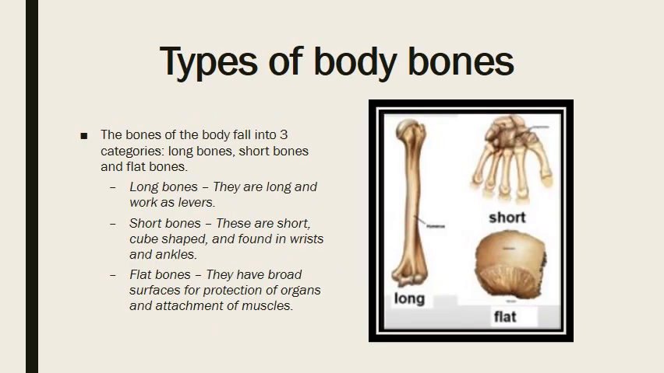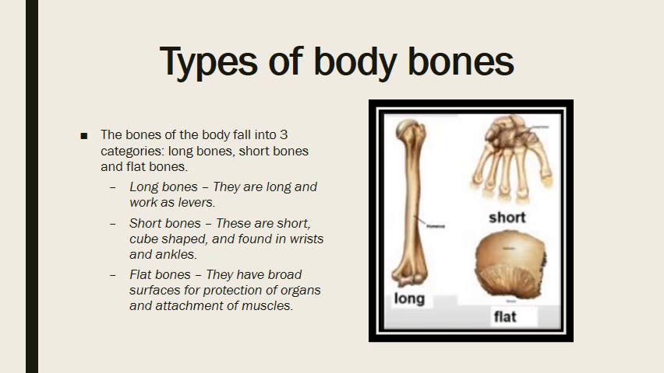So we looked at types of body bones. We said that the body bones fall into 3 categories: long bones, short bones, and flat bones. Long bones are long and work as levers. For example, bones of the leg, the humerus, the forearm. So these are all long bones.